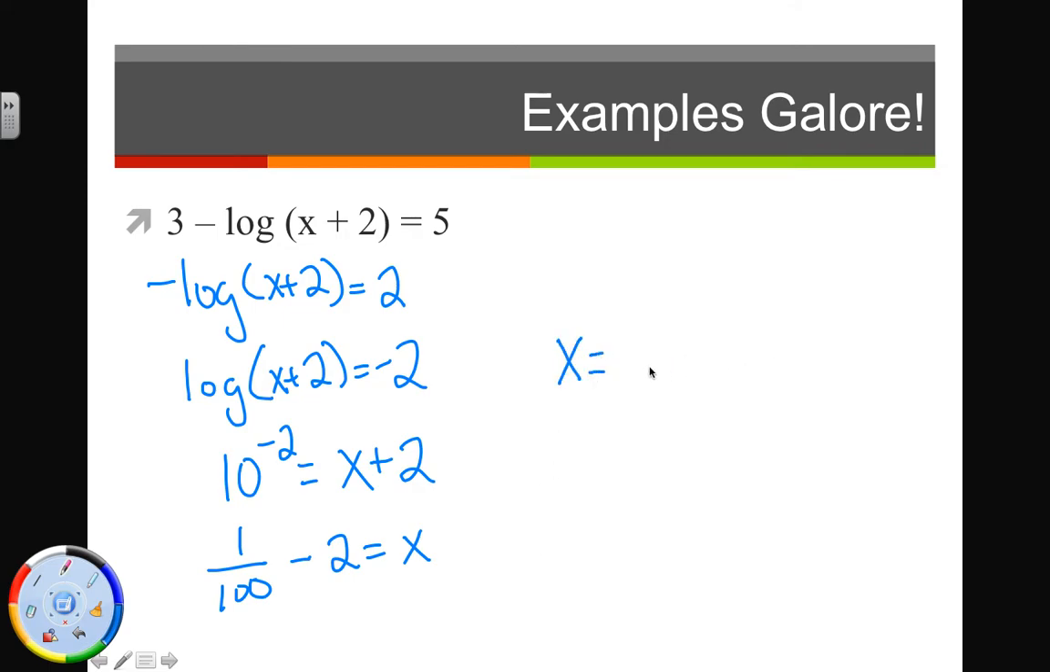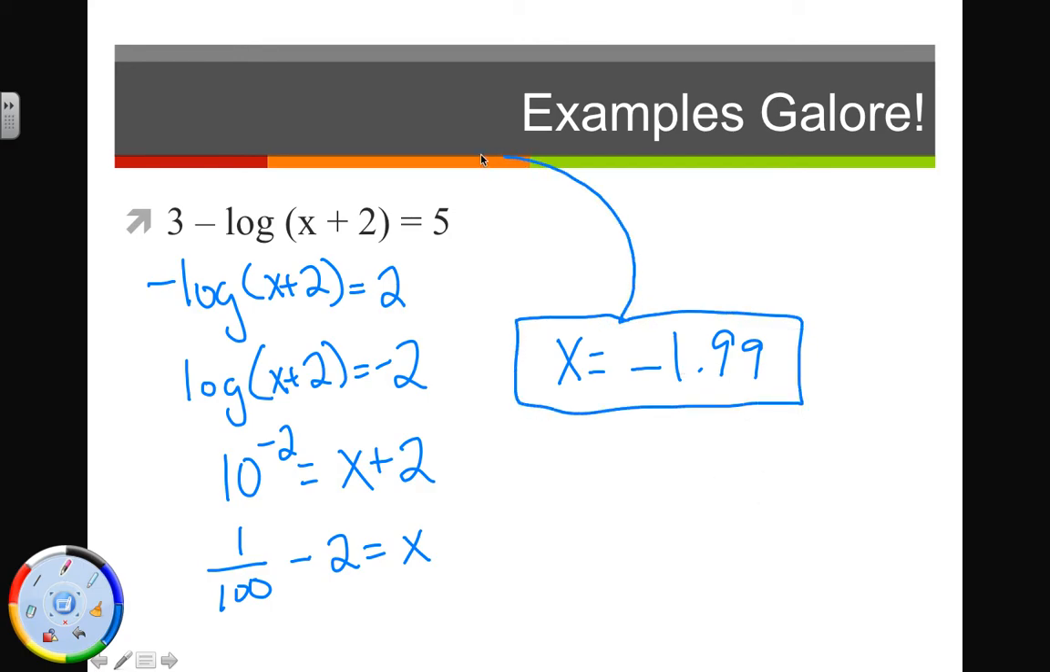So I get x is equal to negative 1.99. Sorry, 1/100ths. Okay. Do a quick double check. Remember, you cannot take the logarithm of a negative number, but negative 1.99 plus 2 is positive. So that's positive, and that means it's all doable, and you'll figure out if you plug that in, that answer will come out correct.